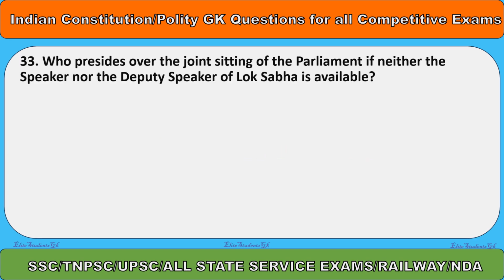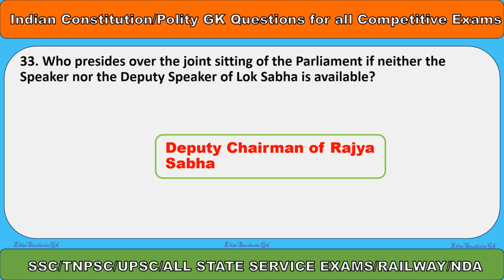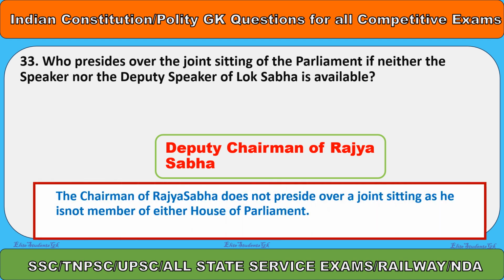Who presides over the joint sitting of the Parliament if neither the Speaker nor the Deputy Speaker of Lok Sabha is available? Deputy Chairman of Rajya Sabha. The Chairman of Rajya Sabha does not preside over a joint sitting because he is not a member of either house of the Parliament.